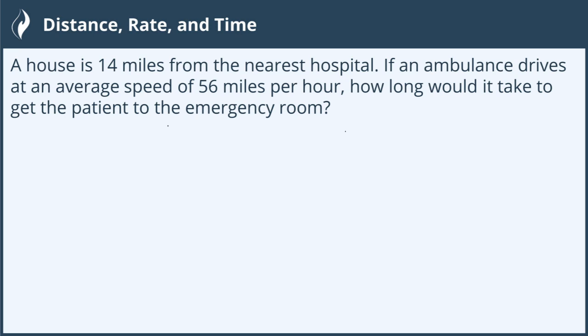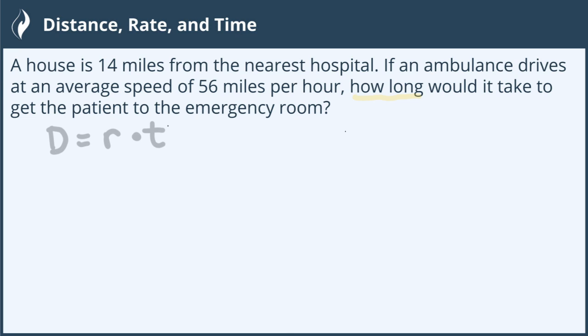So now we know what the problem is. The first thing we want to do is look at what they want to know. Well, they want to know how long. Okay, so now we need to decide what information we would need to use to be able to find how long. So this is where the formula of distance equals rate times time comes into play.